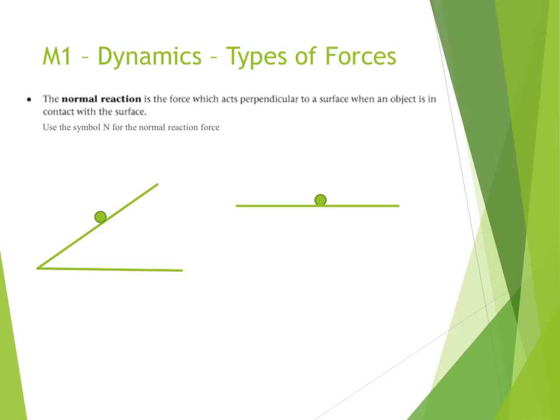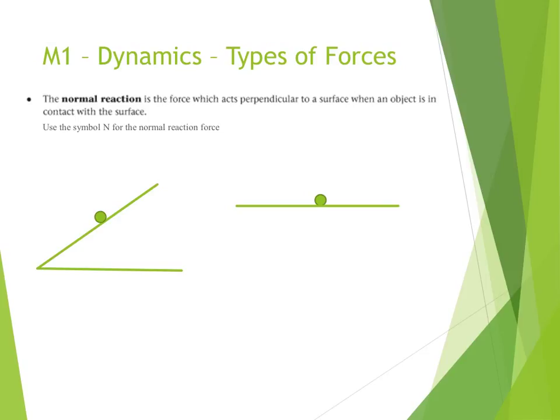So, the normal reaction is a force which acts perpendicular to any surface when an object is in contact with that surface. So, for example, when you're stood on the floor, there's a normal reaction pushing up from the floor onto you, and those balanced forces prevent you from falling through the floor.